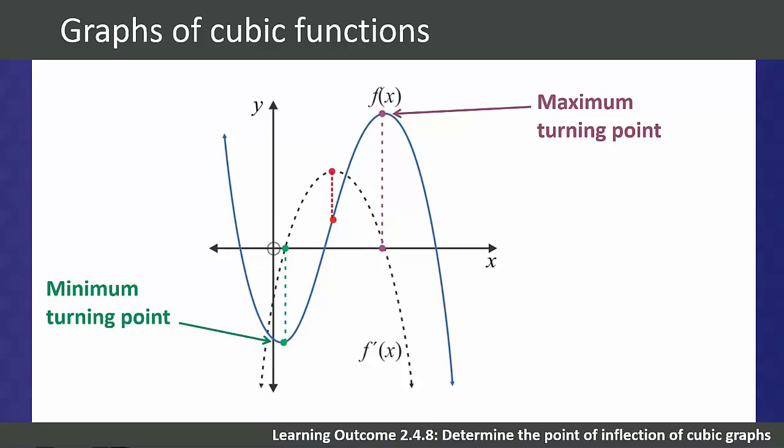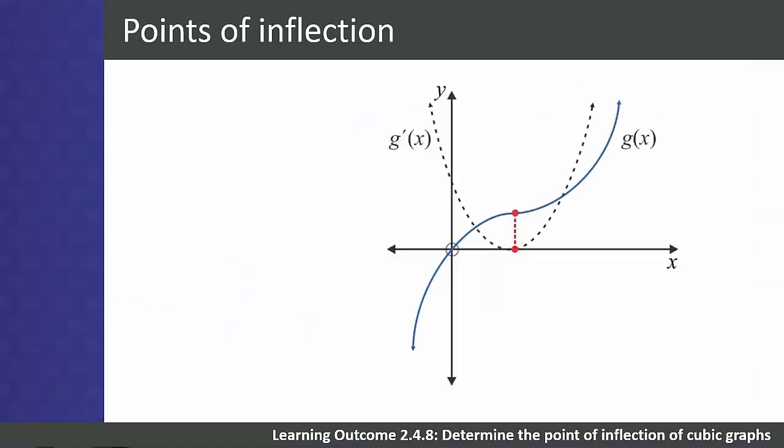The point where the derivative changes from increasing to decreasing is the point where the cubic changes from being concave to convex. This is the point of inflection. It coincides with the turning point of the derivative. For some cubic functions, there are no turning points, but it is always possible to find a point of inflection at the x value where the derivative has a turning point.